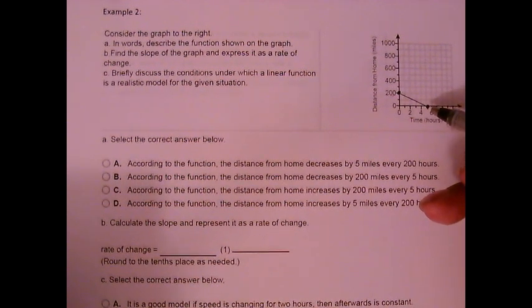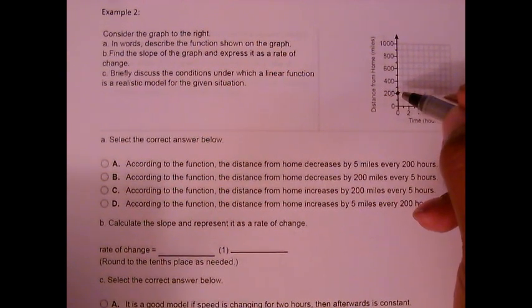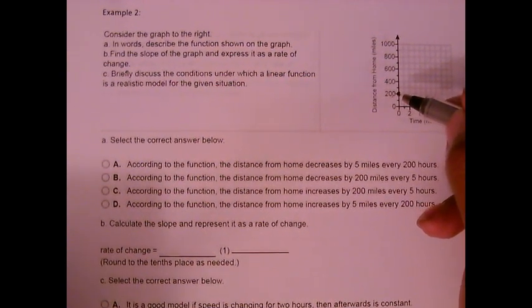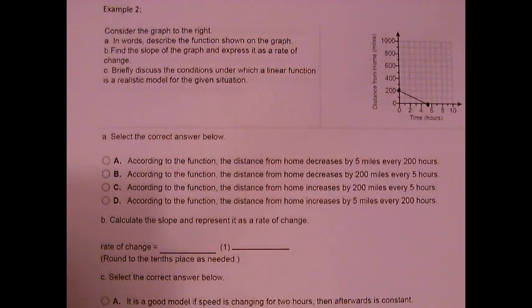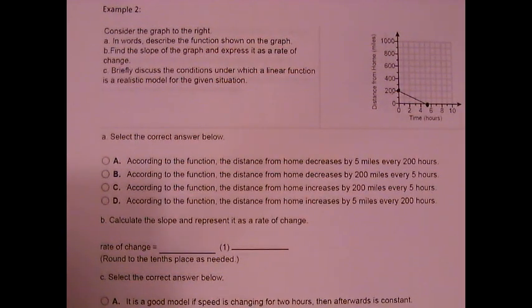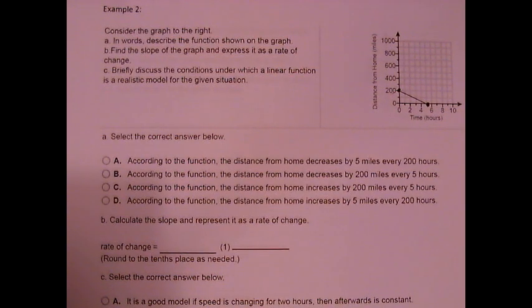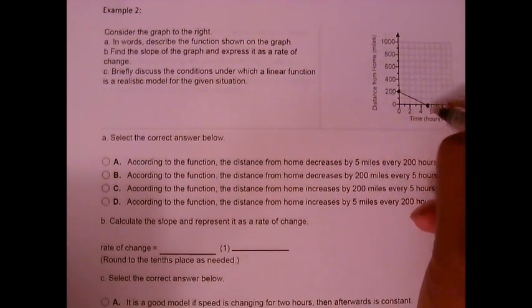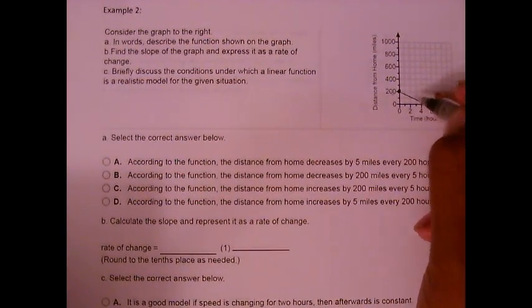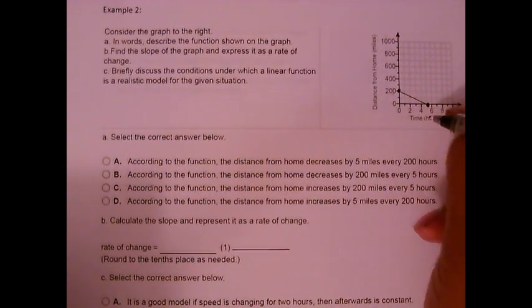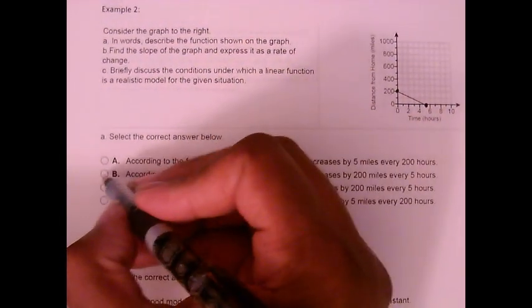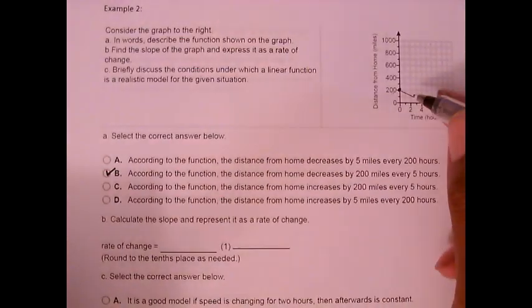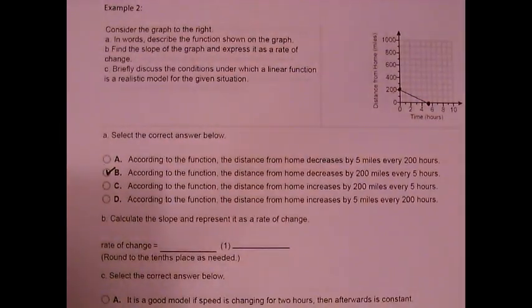Okay, because at 5, the distance is 0. And at 0, the distance is 200. So we know, in this case here, according to that function, the distance from home decreases by 200 miles every 5 hours. It's decreasing because the line is decreasing. So from 0 to 5, that distance is decreasing 200 miles per 5 hours.